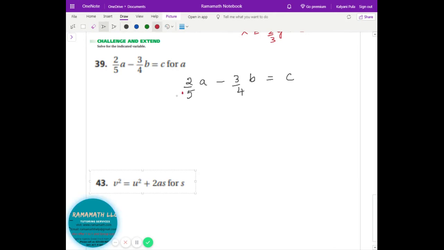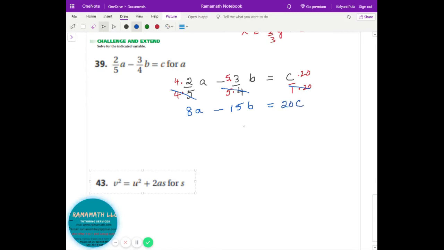To get the 20, what should I multiply? 5 times 4. If you multiply the bottom, you also multiply the top. Then times this one by 5, and this one by 5. Since C doesn't have any denominator, I need to multiply this one by 20. Once all of the denominators are 20, you can drop the denominator. So you get 4 times 2, that is 8a, minus 5 times 3, that is 15b, equals 20c.